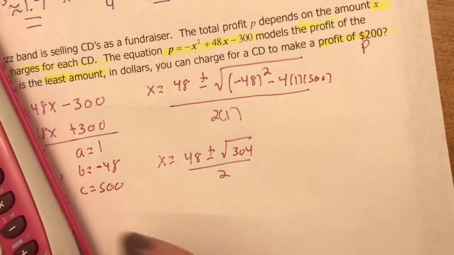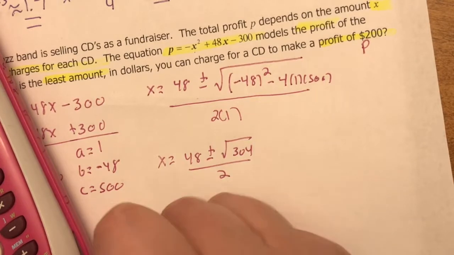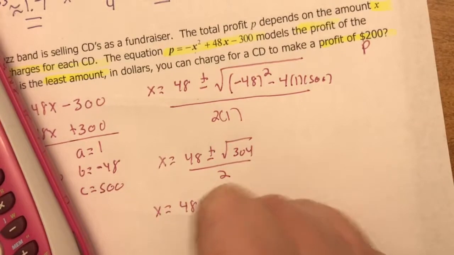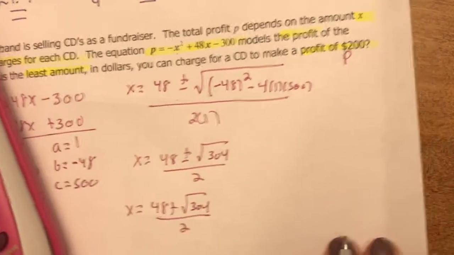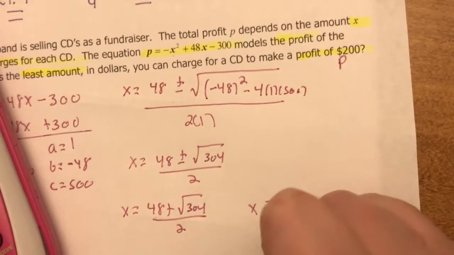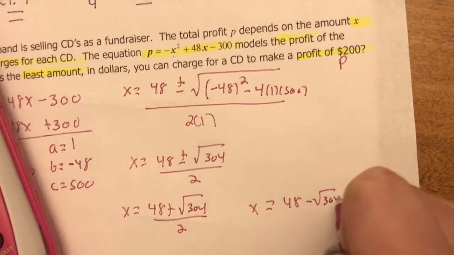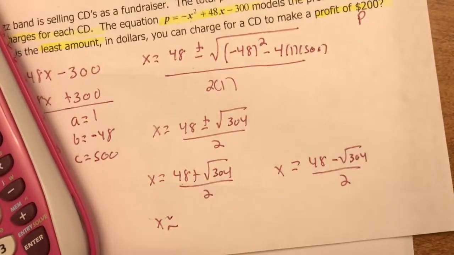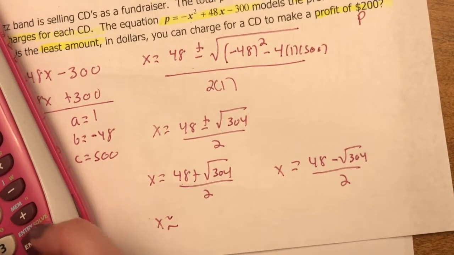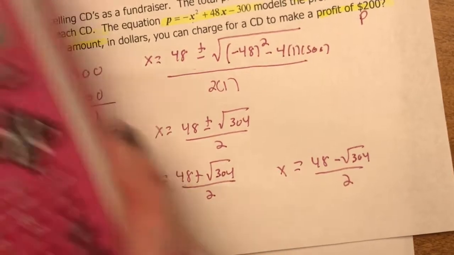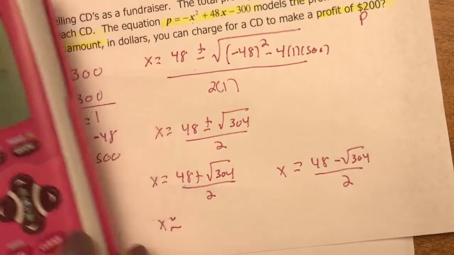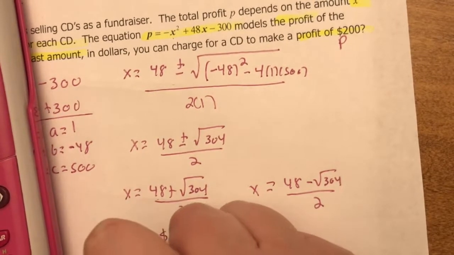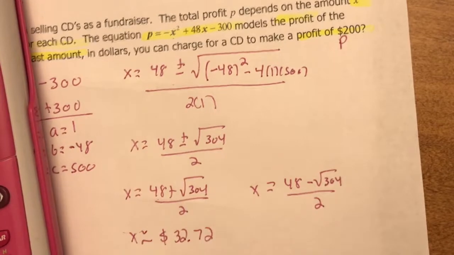So we're going to have two solutions. We're going to have x equals 48 plus the square root of 304 over 2. And we're going to have x equals 48 minus the square root of 304 over 2. So you're going to put those in your calculator, and they are going to be approximate answers. So remember, when you do this, you're going to do plus the square root of 304, and you're going to hit enter. And then you're going to go ahead and divide by 2. And you're going to end up with $32.72.